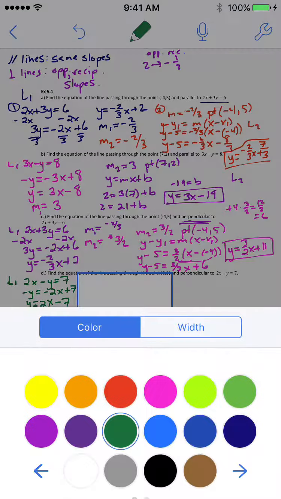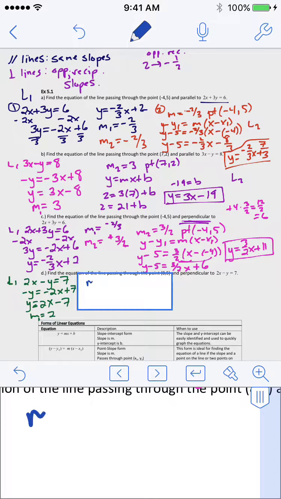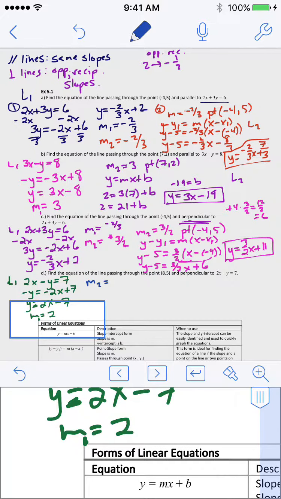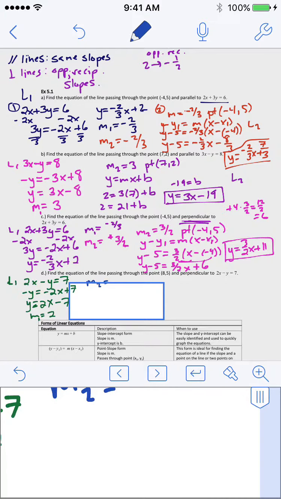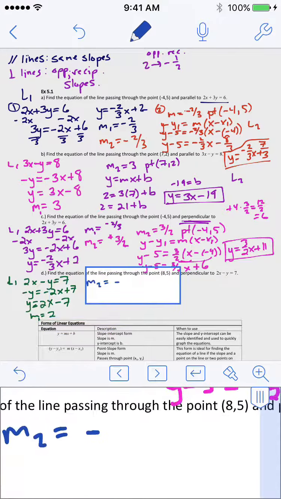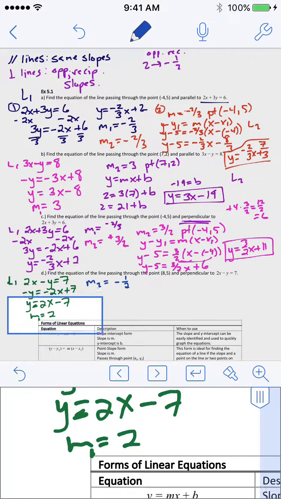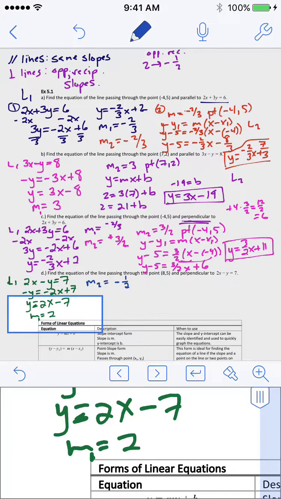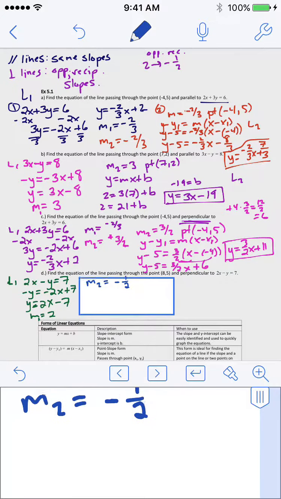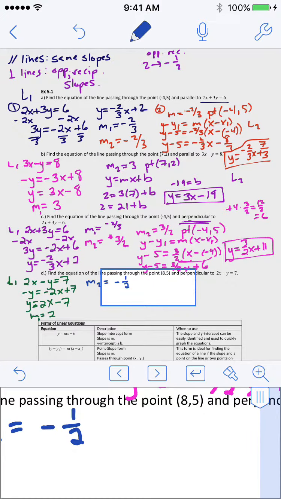Now for m2, I don't want the same slope, I want perpendicular, which is opposite reciprocal. So right now it's a positive slope, therefore my opposite reciprocal will be a negative slope. It's a 2, so it's going to be a reciprocal of 1/2. So change the sign, change the fraction, right? If it's a whole number, it's 2 over 1. You flip it over, it's 1 over 2. And then my point was 8, 5.